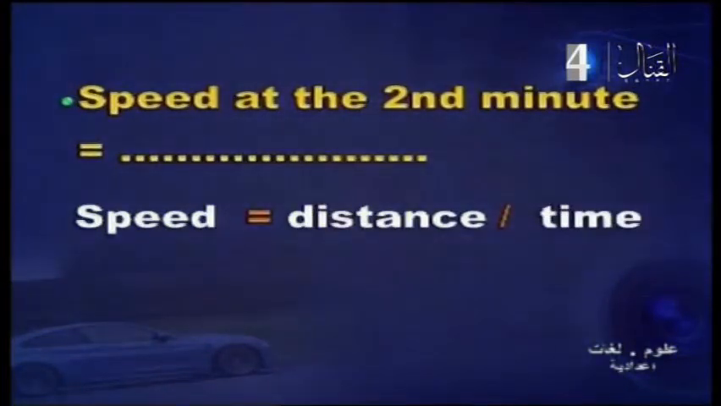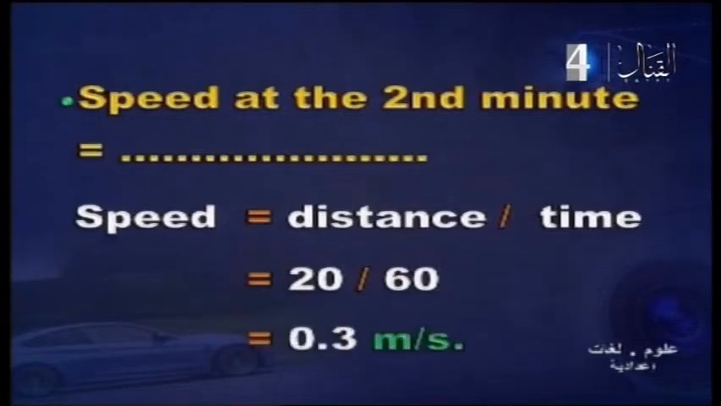Okay. Speed at the second minute. Of course, we will write the rule. Speed equals distance over time. So here, the distance in the second minute is 20 meters, and the time also is 60 seconds because it's 1 minute. So the answer is 0.3 meters per second.